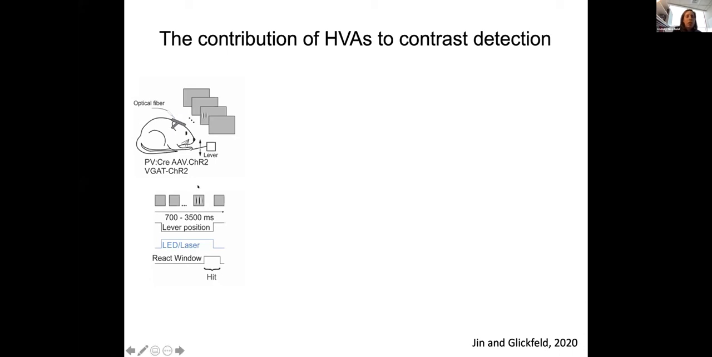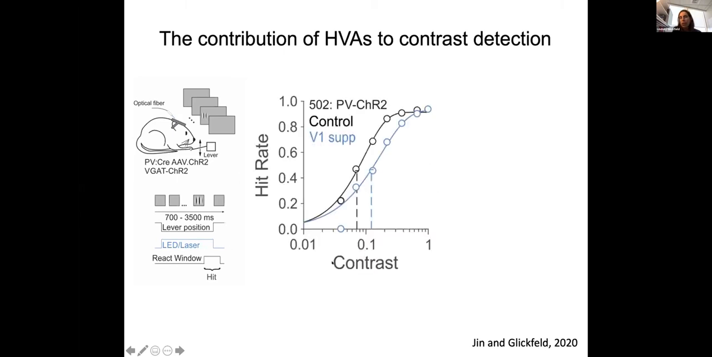And so now, rather than there being distractors that are presented, the mouse simply is looking at a mean luminance screen and then has to just detect the occurrence of any increase in contrast. And again, we're going to be randomly suppressing the visual cortex on interleaved trials. And so here, again, are some psychometric functions looking at this behavior.